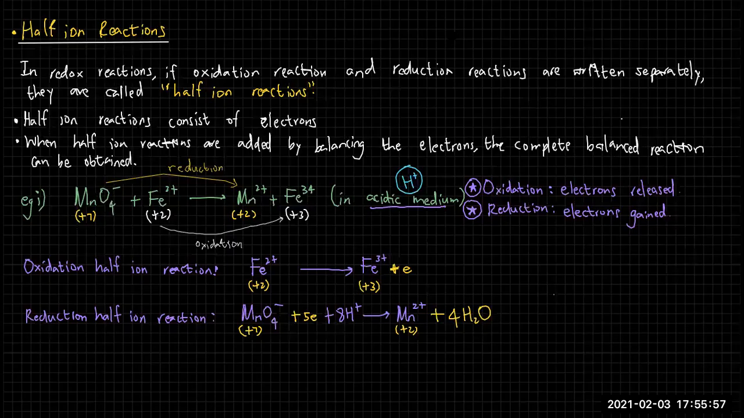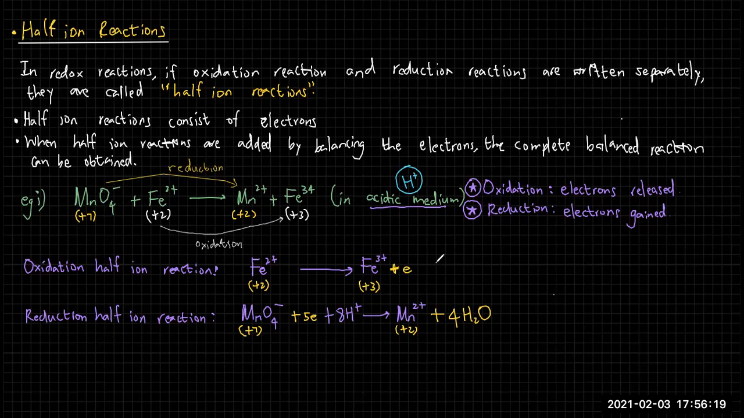And now to finish this off, there is another thing. It's not just writing half ion reactions. You need to get the final completely balanced reaction also. For that, in each reaction, we need to make sure that the number of electrons are the same. In the first reaction, we have 1 electron. In the second reaction, we have 5 electrons.